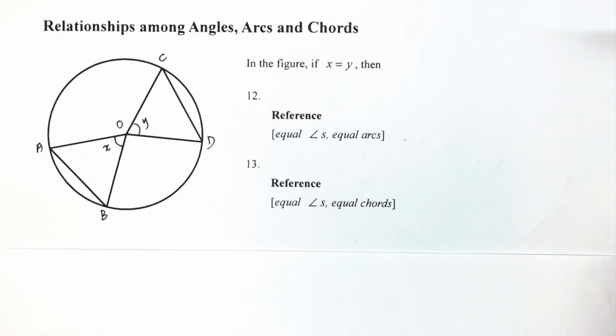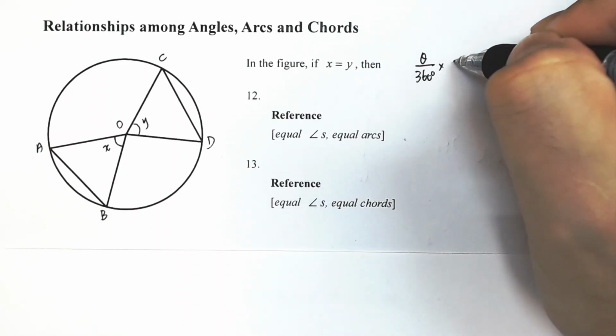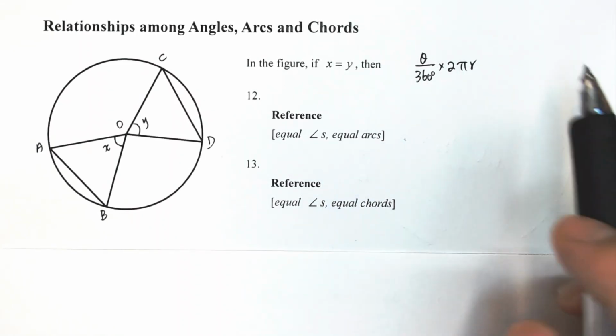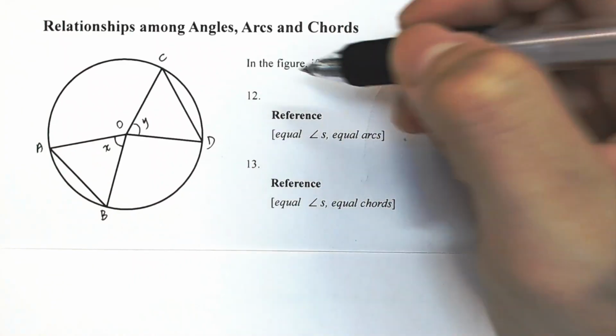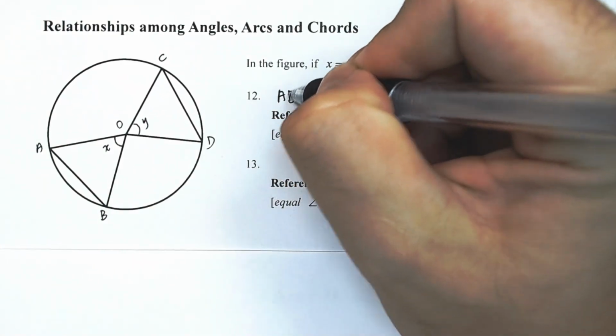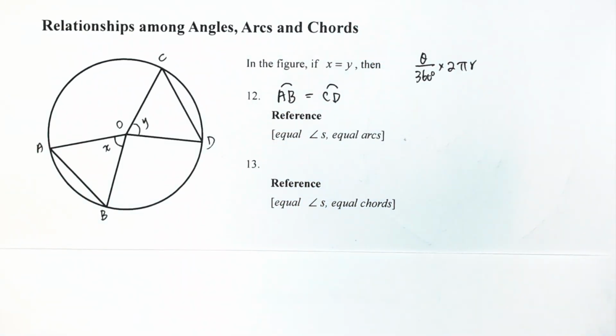Based on the arc length formula, theta over 360 degrees times 2 pi r, since 2 pi r and 360 are fixed, if the angle theta is the same, then we have the same arc length. So the arc length of AB is the same as the arc length of CD. Whenever you want to use the result, we will quote the reference: equal angles, equal arcs.